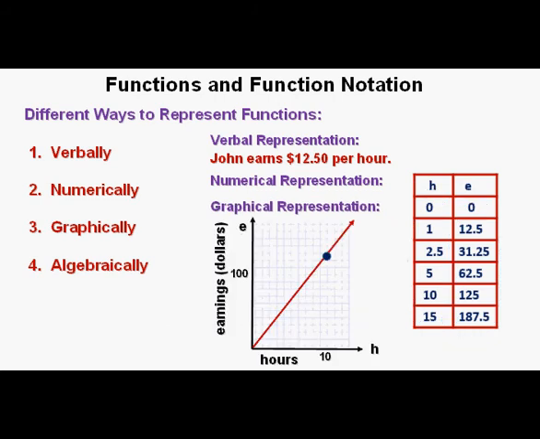Next, graphically. A graph is a sort of picture version of a representation. It's a picture that is dimensionally proportionate or accurate. The red line or ray is the picture that shows the relation between hours John works and amounts of money that he earns. We can see that in this picture or graph, the point (10, 125) from our numeric representation or table is a point on the red line of the graph.